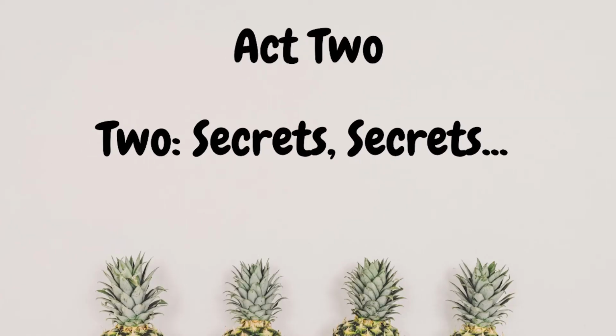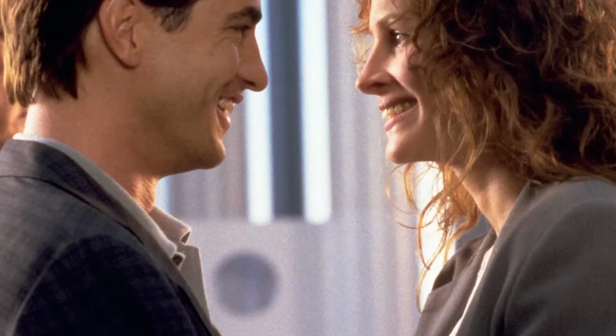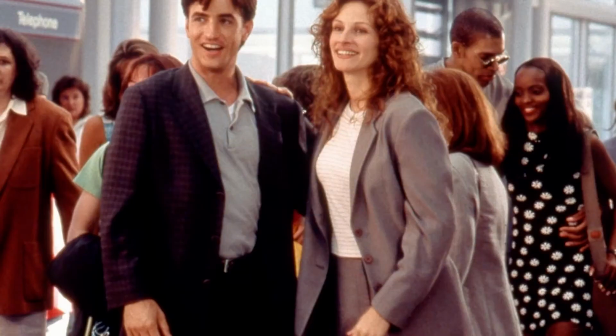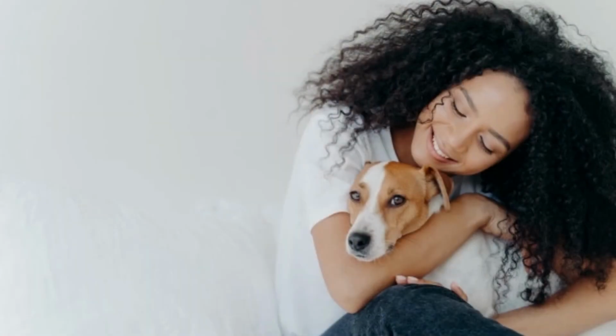Number 2, spill the tea. What are these characters' secrets? Does the protagonist secretly love her best friend? Does the antagonist have a soft spot for puppies? Either way, we want to know.